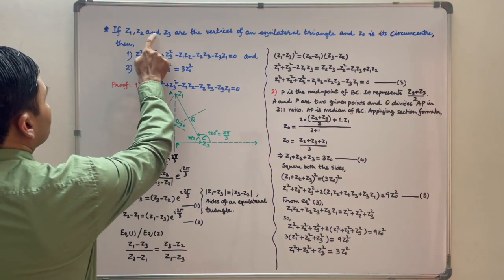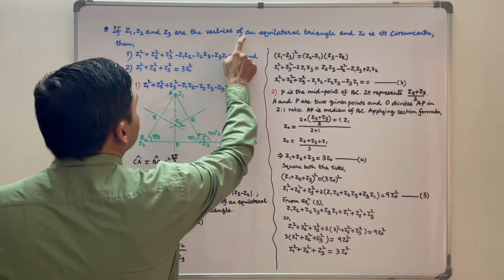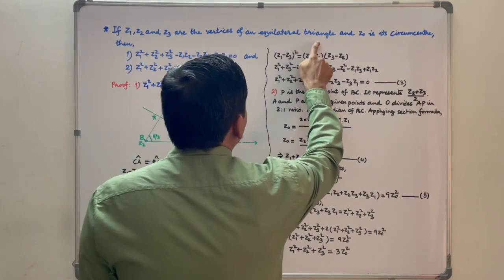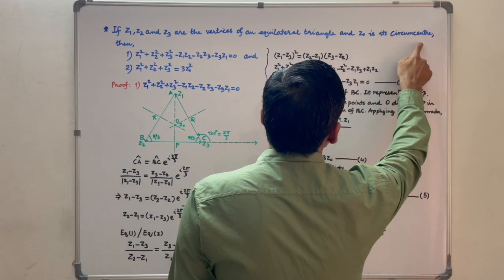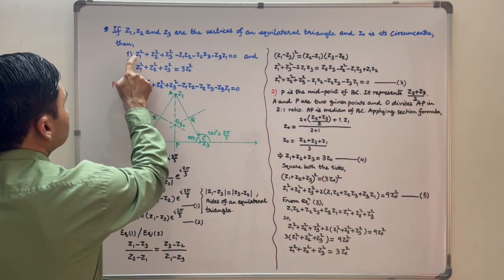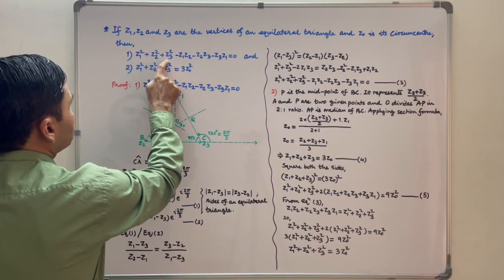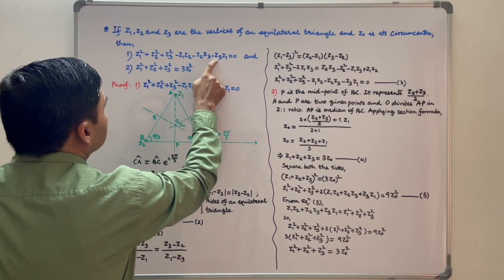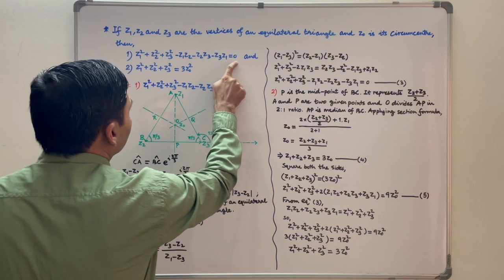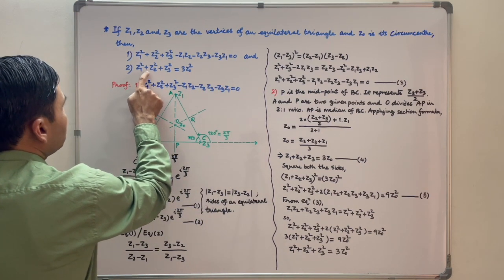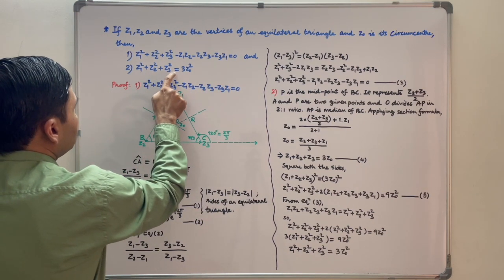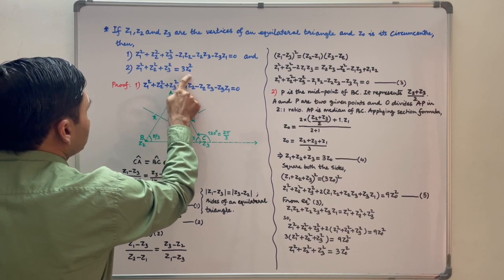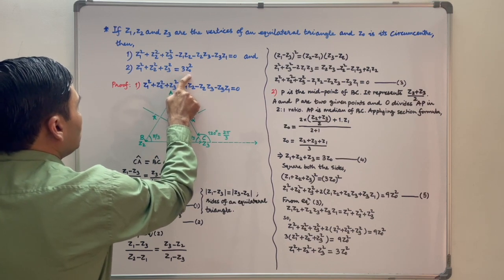If Z1, Z2 and Z3 are the vertices of an equilateral triangle and Z0 is its circumcenter, then Z1 square plus Z2 square plus Z3 square minus Z1 Z2 minus Z2 Z3 minus Z3 Z1 is equal to 0, and Z1 square plus Z2 square plus Z3 square is equal to 3Z0 square. We will see their proof.